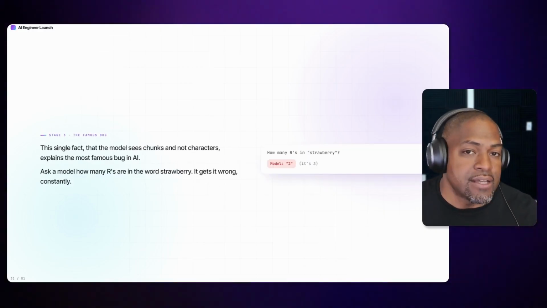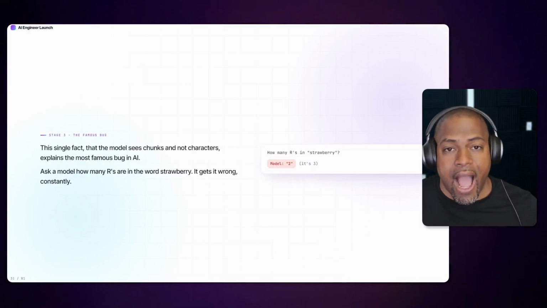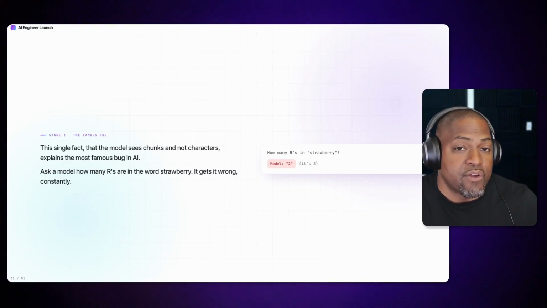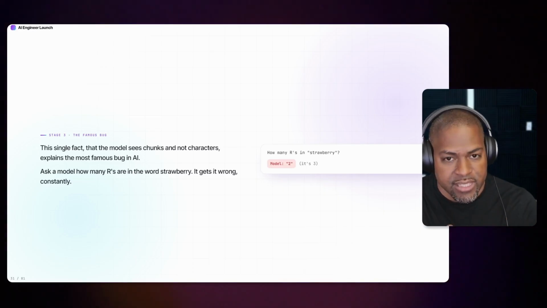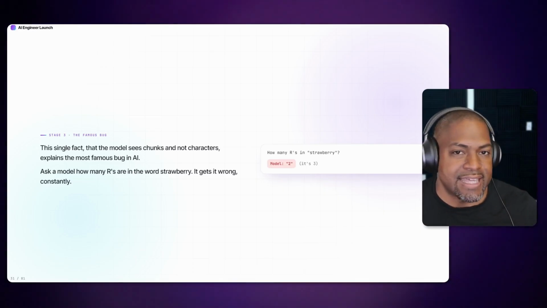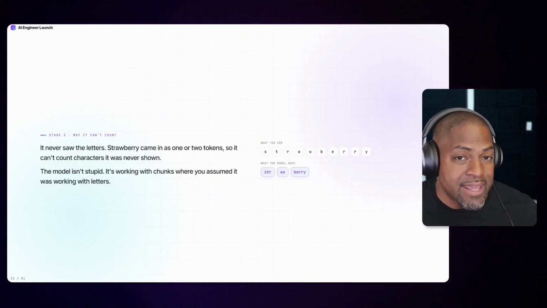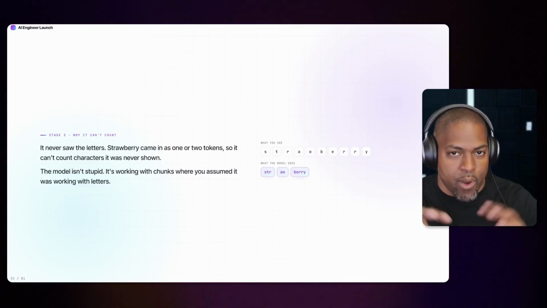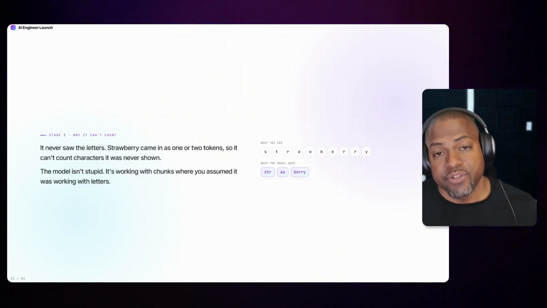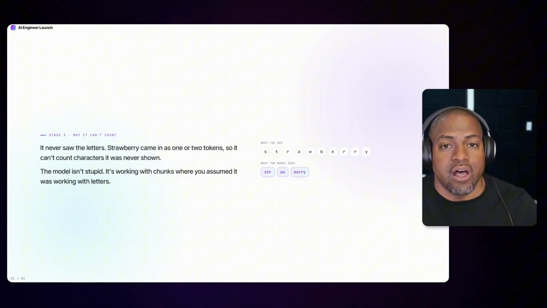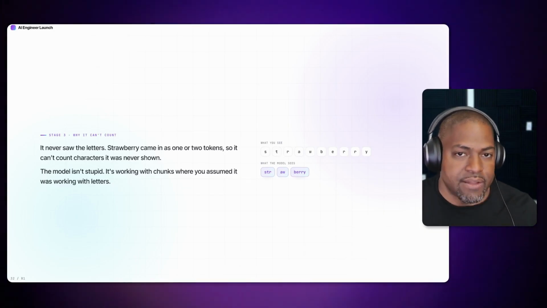Because the model sees chunks and not characters, it gets how many R's are in strawberry wrong. Basically, it will say 2, but the correct answer is 3, because it looks at chunks. This is probably one of the most famous bugs in AI at the moment. If you break down the word strawberry, you have STR as one token, then AW as another token, then BERRY as another token. It never saw individual letters when it's broken down in this method.